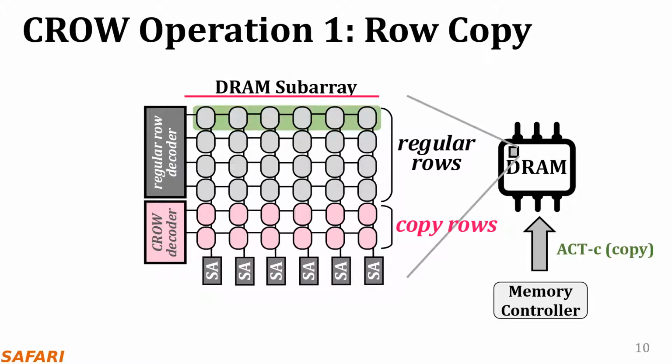After the data is latched in the sense amplifiers, the command activates a copy row. This results in the sense amplifiers writing the data of the regular row to both of the open rows. Let me explain how data is copied from one row to another within DRAM in more detail.